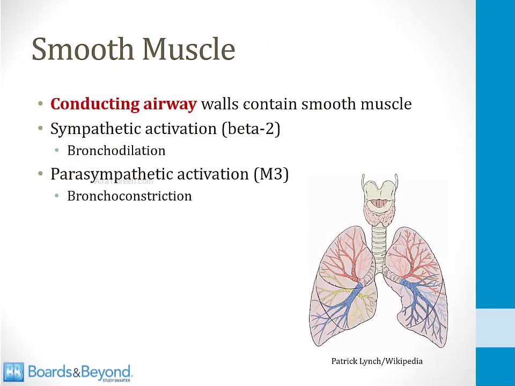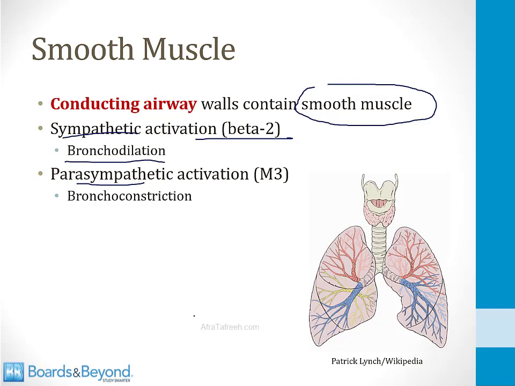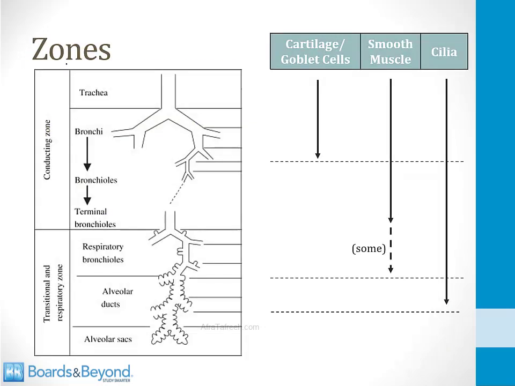The walls of the conducting airways contain smooth muscle. So for example, your bronchioles can constrict or dilate to allow more or less airflow. This smooth muscle is innervated by the sympathetic and the parasympathetic system. Beta 2 receptors are activated by the sympathetic system, and this leads to bronchodilation. So basically, as part of your fight or flight response, you want the bronchioles to dilate and allow more air into the lungs. Conversely, the parasympathetic system can constrict the bronchioles. This is called bronchoconstriction through M3 receptors, and this is what happens in the rest or digest phase of the parasympathetic system.